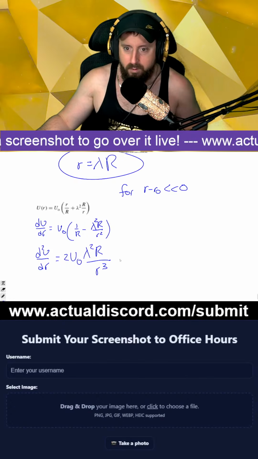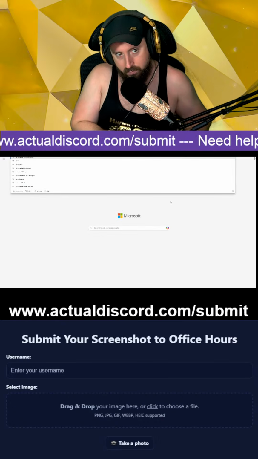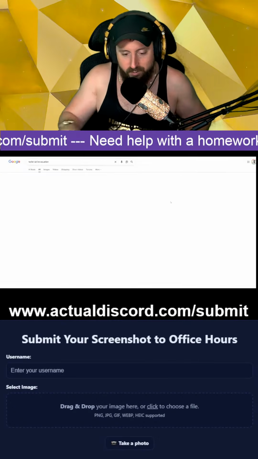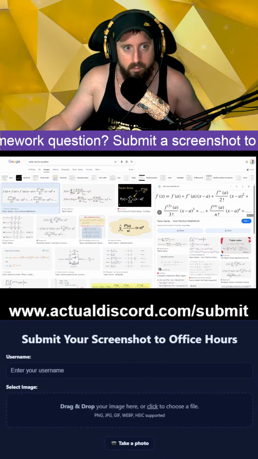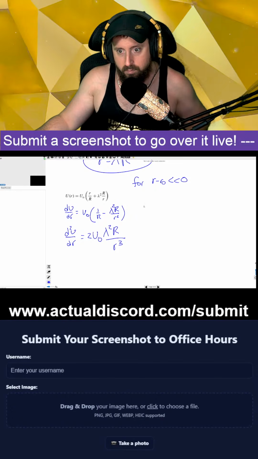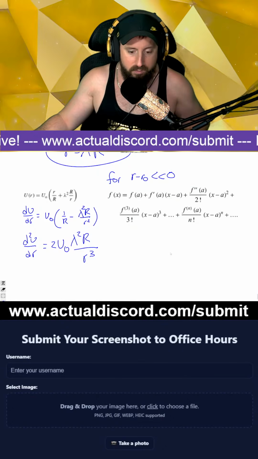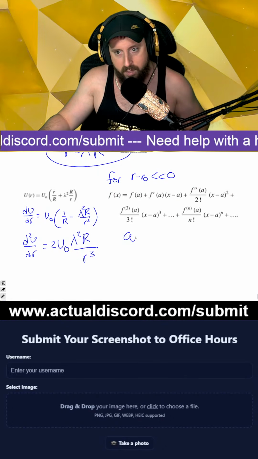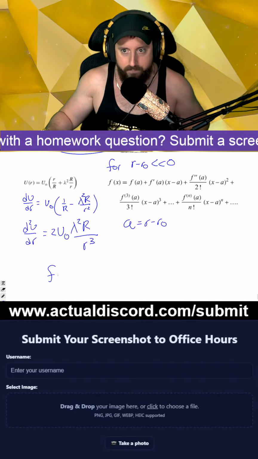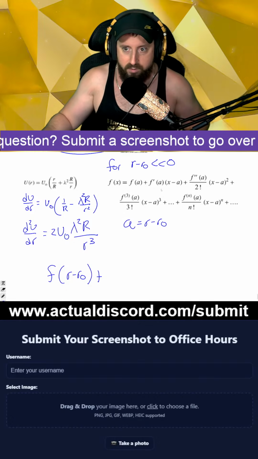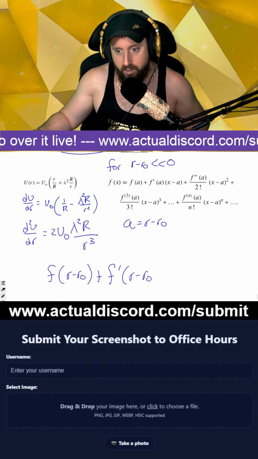Yeah. Okay. And then for a Taylor series, let's get it. I just need to remember it. I know it's like x minus r, whatever, something squared. Yeah, that's what I want. Taylor series. It's this. And we're going to be centering this at a is equal to r minus r naught, right? So the first thing I'm going to be doing is f of r minus r naught, plus f prime at r minus r naught.